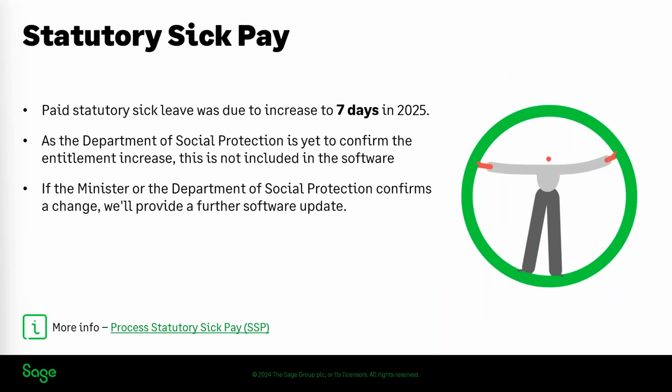Next, we have statutory sick pay. Paid statutory sick leave was due to increase to 7 days in 2025. However, as the Department of Social Protection has yet to confirm this increase, it has not yet been included in the software. But if the Minister or Department of Social Protection do confirm this, we will of course provide a software update that will automatically reflect this change. And this decision won't be confirmed now until the 1st of January 2025.